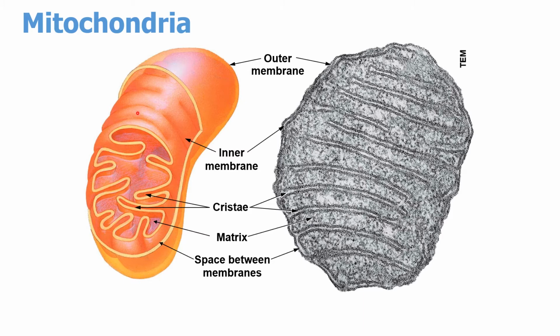Then there is an inner membrane, and you would notice that the inner membrane kind of folds like so. Deep inside, right here, there is this fluid known as the matrix. This is where the Krebs cycle takes place. The electron transport chain takes place within the inner membrane of the mitochondria.